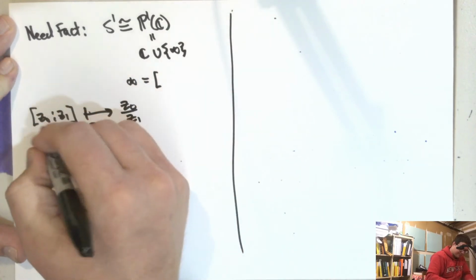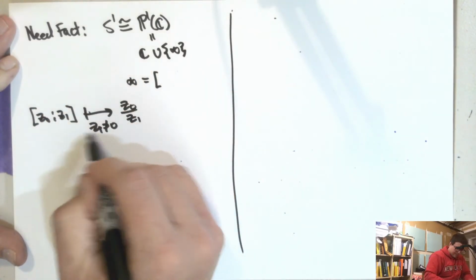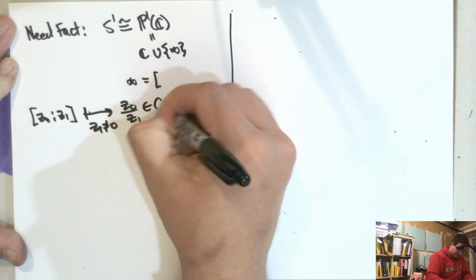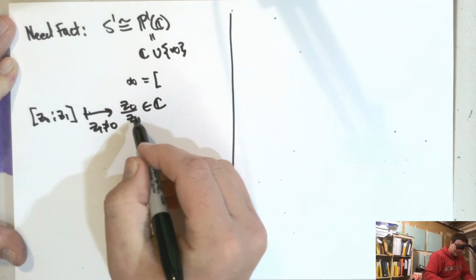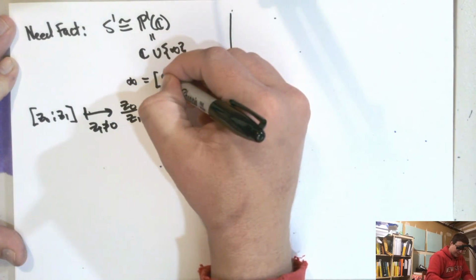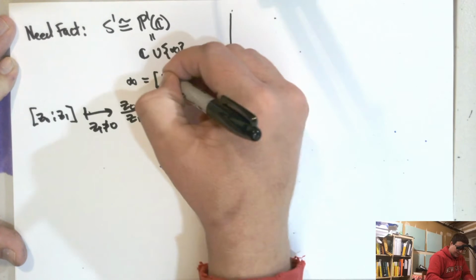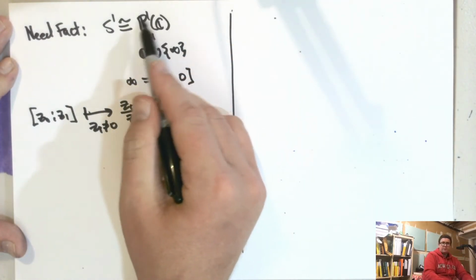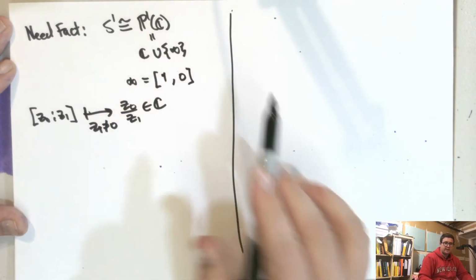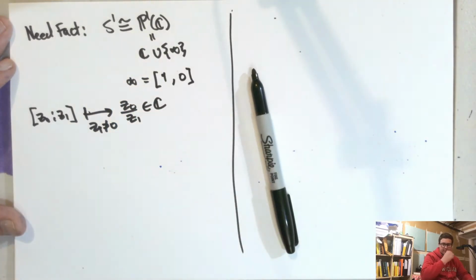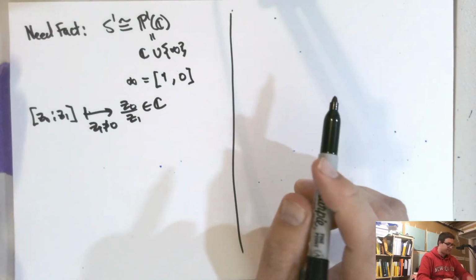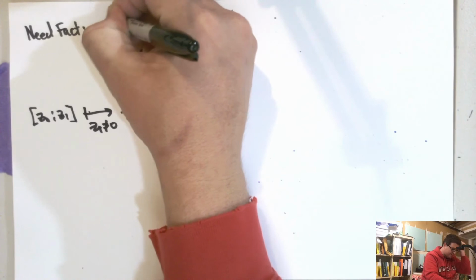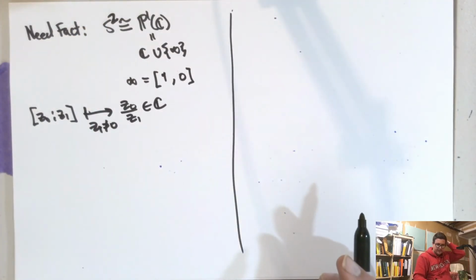So this is a map from the subspace where Z1 is not equal to 0 into the complex numbers. But when Z1 is equal to 0, there's a special point, and this is where we adjoin a point at infinity. This is sometimes called the projective line, and this is S2, the Riemann sphere.